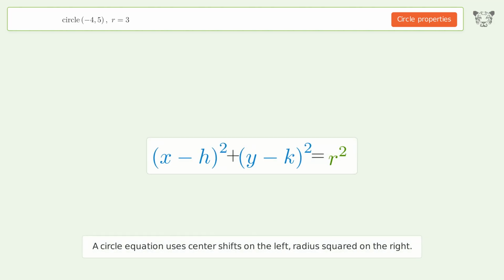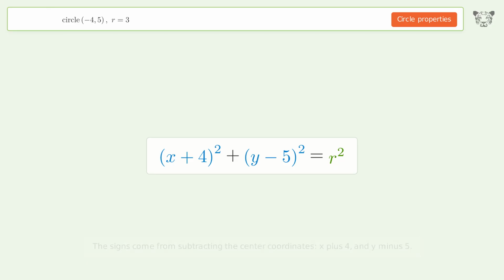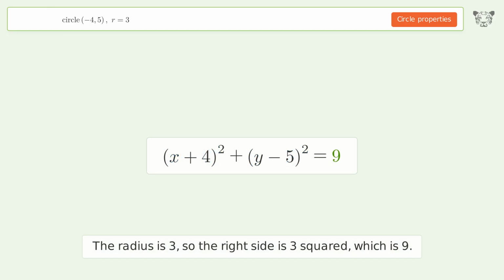A circle equation uses center shifts on the left, radius squared on the right. The signs come from subtracting the center coordinates: x plus 4, and y minus 5. The radius is 3, so the right side is 3 squared, which is 9.